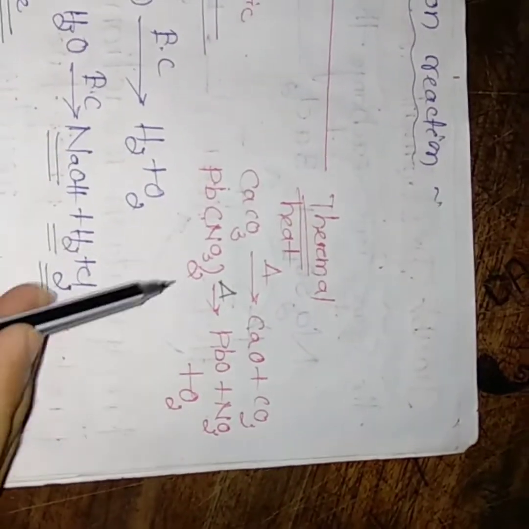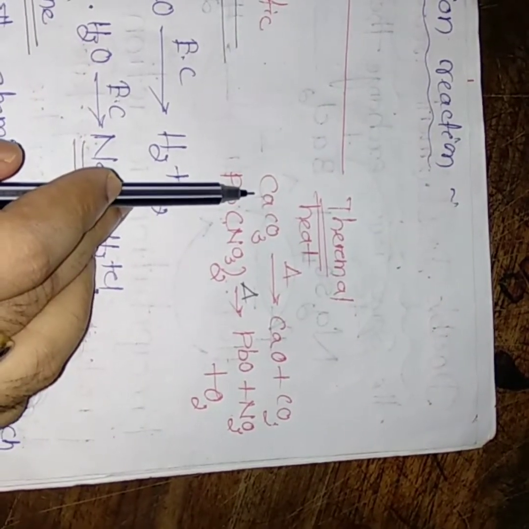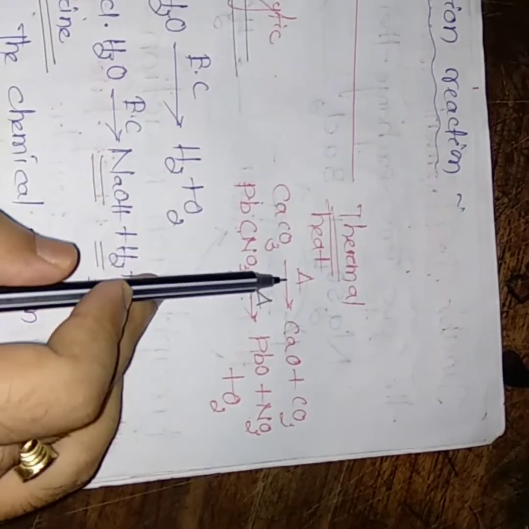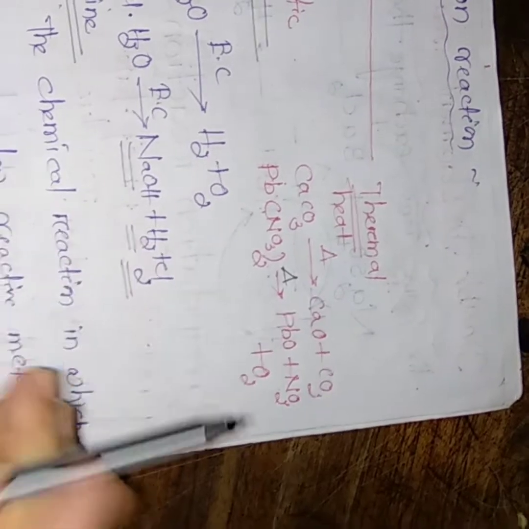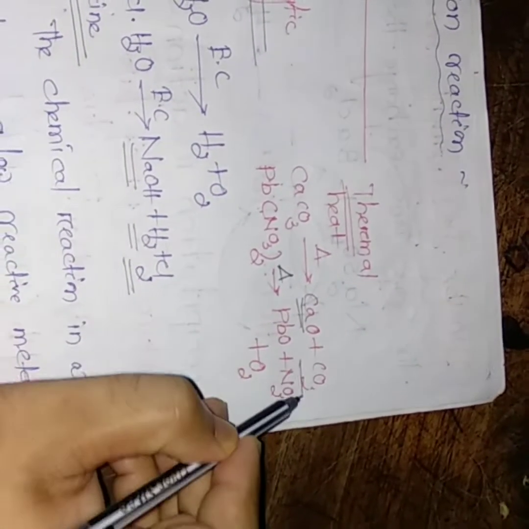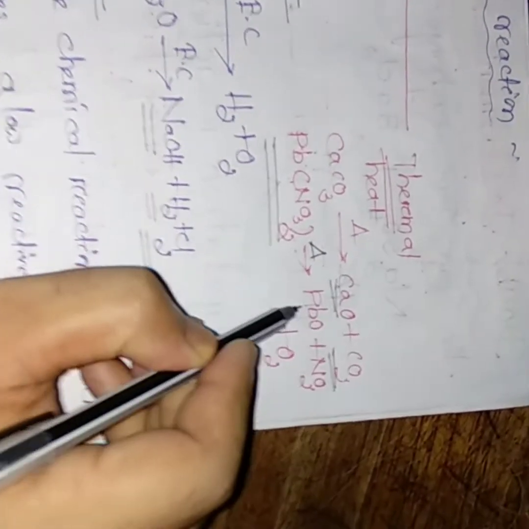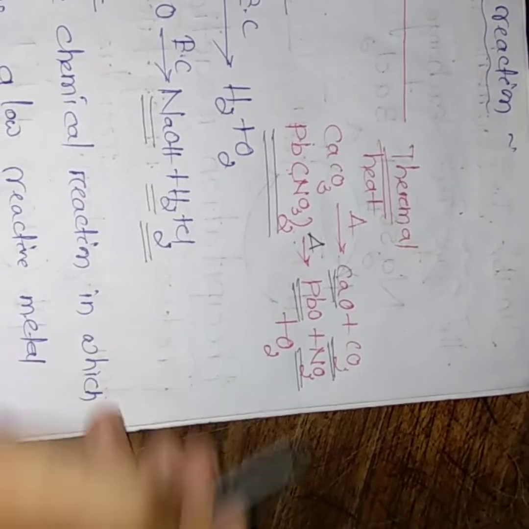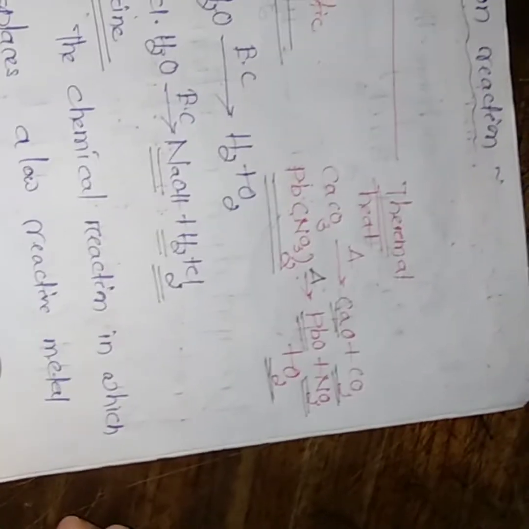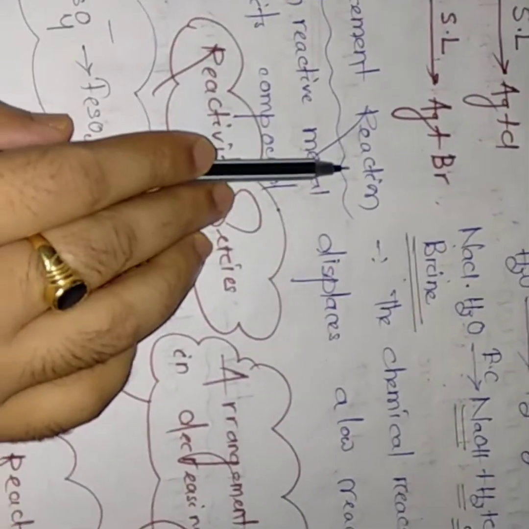Then come to thermal decomposition. This is calcium carbonate, known as limestone. If you heat limestone, it will give you calcium oxide and carbon dioxide gas. Lead nitrate: if you heat lead nitrate, it will give you lead oxide, nitrogen dioxide gas and oxygen gas. Clear? Then come to displacement reaction.